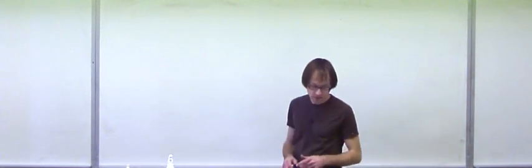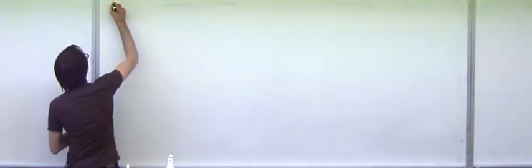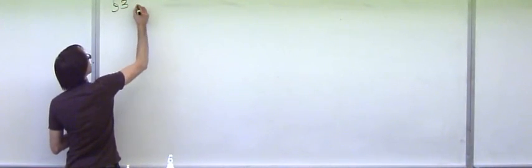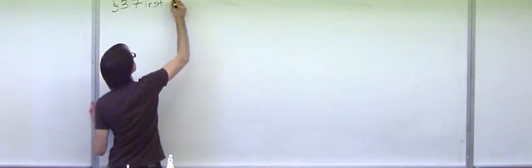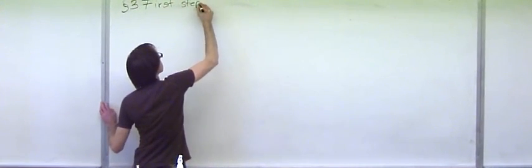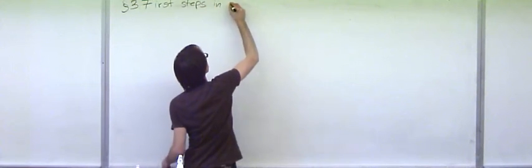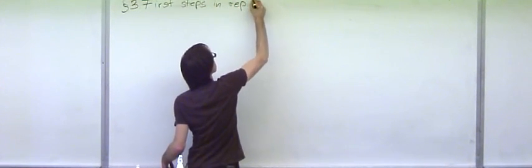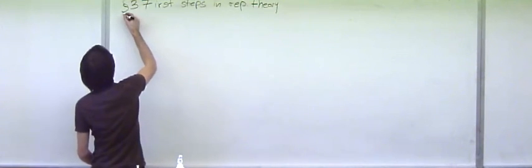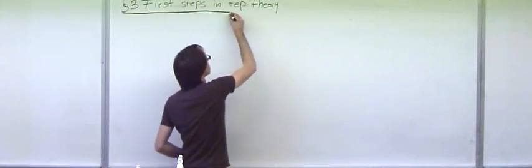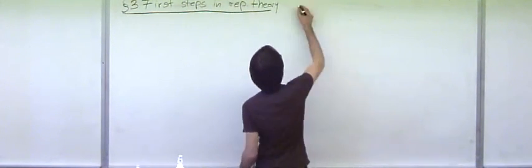Yeah, so we can start directly. This is section 3, called First Steps in Representation Theory. So in the book, this is about chapters 5 and 7.